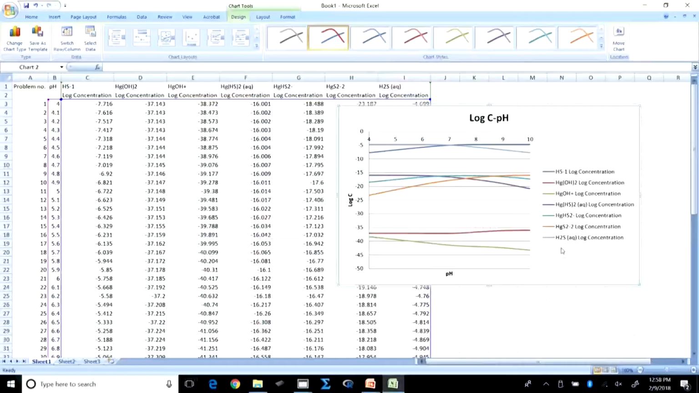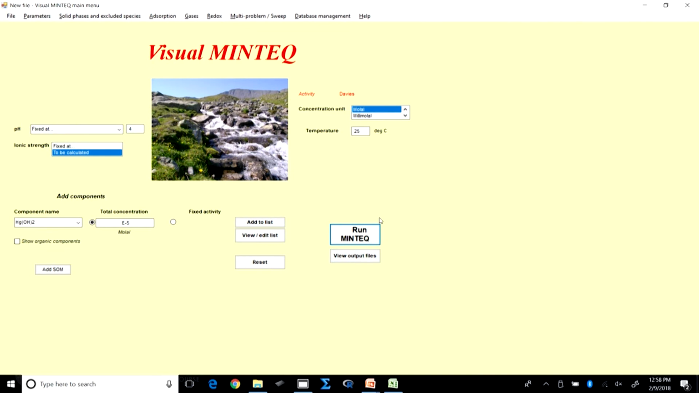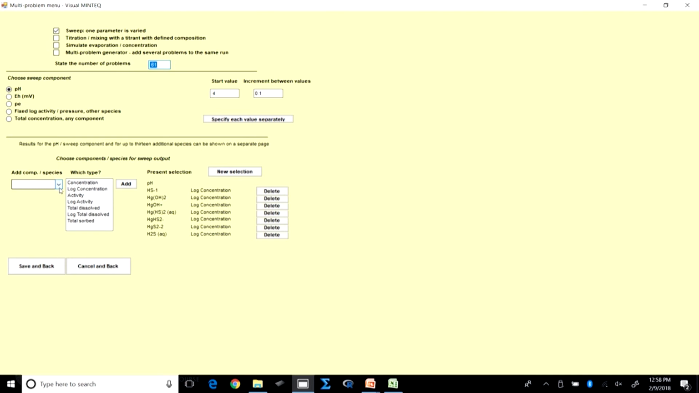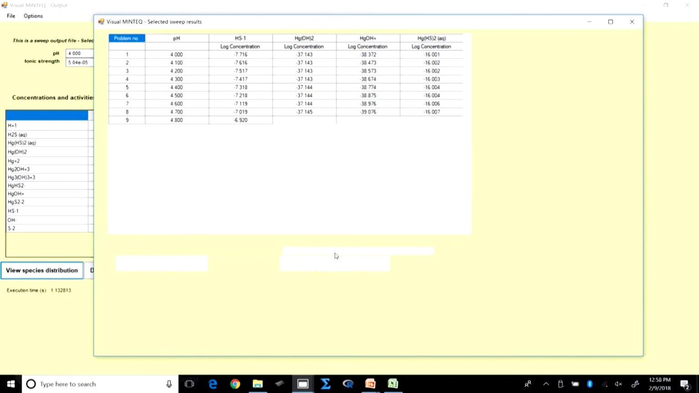So I believe I should also have asked the system to calculate the Hg2 plus concentration or plot it here. So let us go back and ask Vimented to do that, so that we can know, right? Back to the input menu, and where is this multi-sweep problem? I am also going to ask for the free metal concentration to be plotted, which is something I should have done earlier. So add that and save and back, and I am going to run Mintec, right? And now I am going to go to selector sweep results and print to Excel.